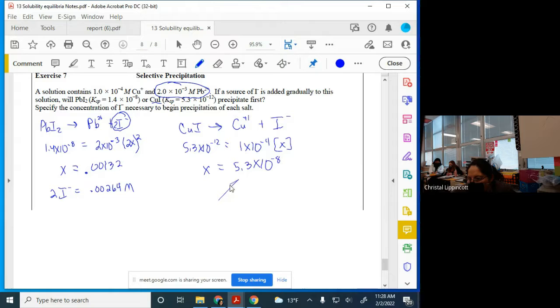So we have to add in a lot less of this than we do this. So the CuI will precipitate first. And this molarity is how much you would need to make that happen.